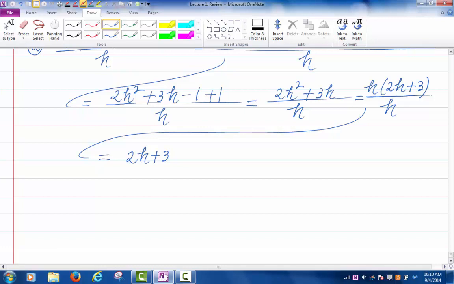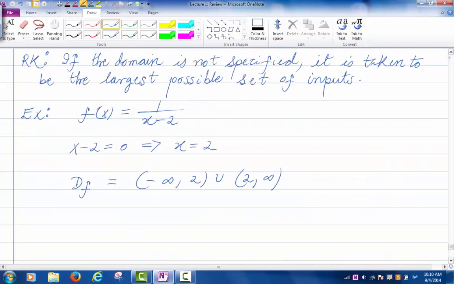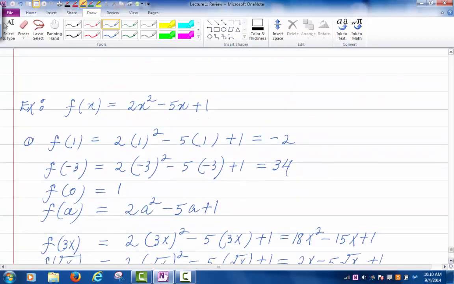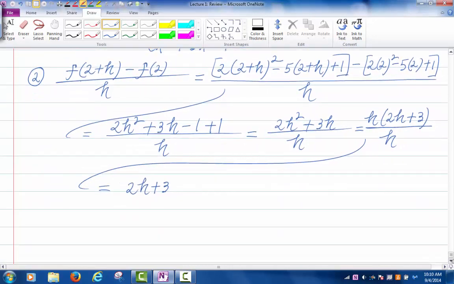Okay? On the question before this, where did you get this 2x squared plus 3x minus 1? Let me go up. On the very last part, where did you get the minus 1 from? Okay, so we had 2 times 4, and then minus 10 plus 1. So that's 2 times 4 is 8, minus 10 plus 1. That's okay. Any other questions?